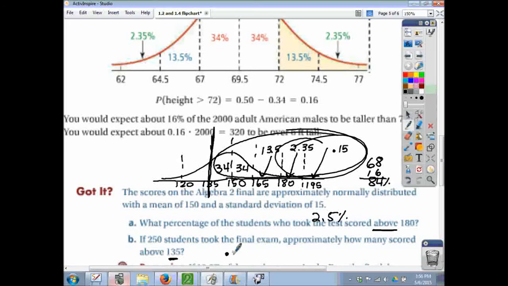So we've got to figure out what 84% is, so 0.84 of 250 students.